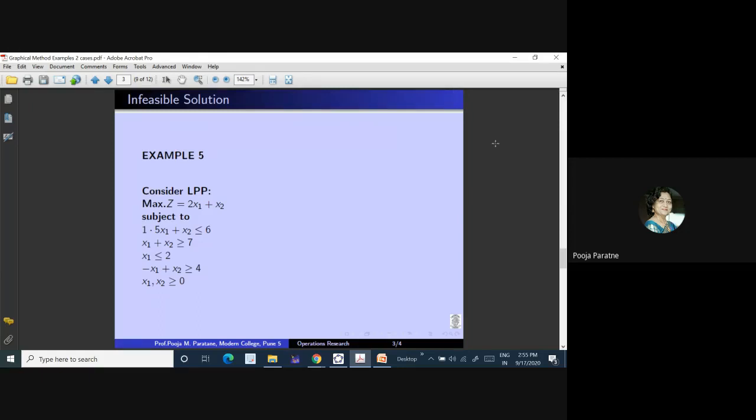So infeasible solution means what? It does not have any solution, means no common feasible region. So let us consider this linear programming problem.